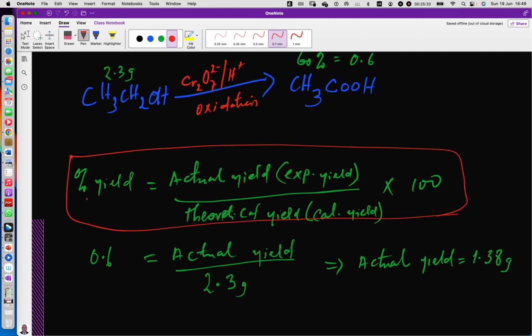To have your percentage yield, you would do actual yield divided by the theoretical yield times 100. But the percentage yield has been given. There's no need for 1,000. There's no need for 100 again. So you don't need to substitute the percentage yield.